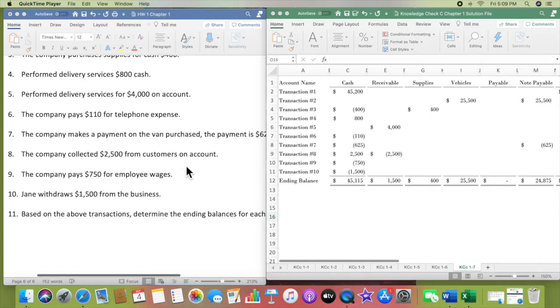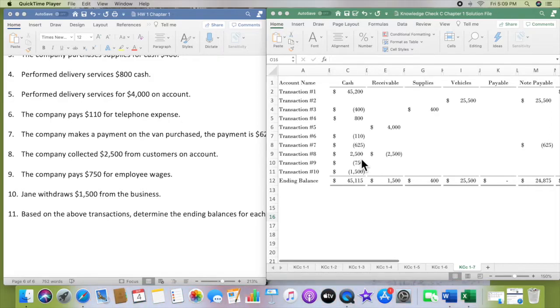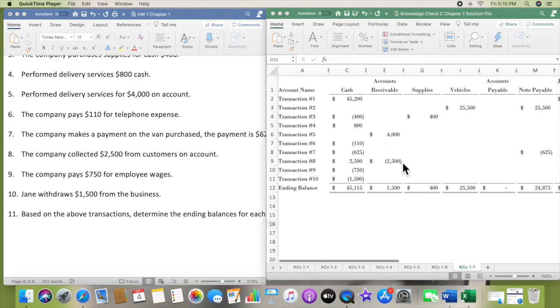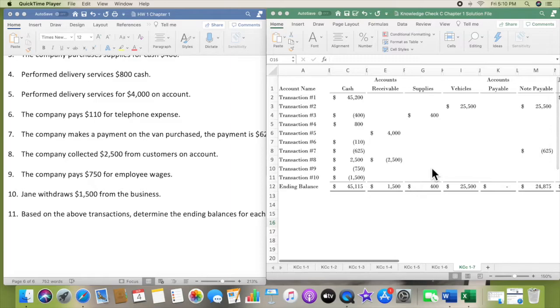Number 8. The company collected $2,500 from the customer on account. Alright, so we have cash coming in of $2,500, so it increases the cash account by $2,500. And we have to note that we no longer are owed that $2,500, so we take that out of the accounts receivable account. So it's a negative $2,500 under accounts receivable.